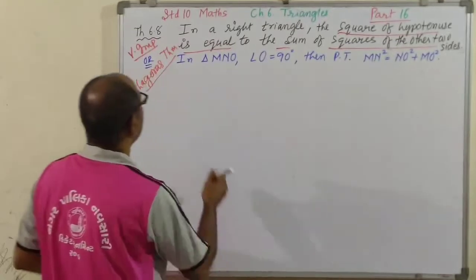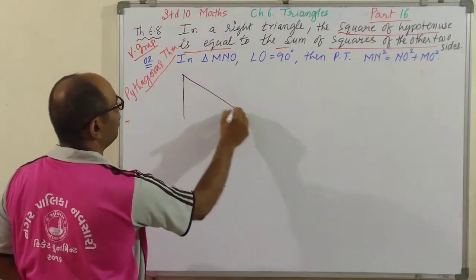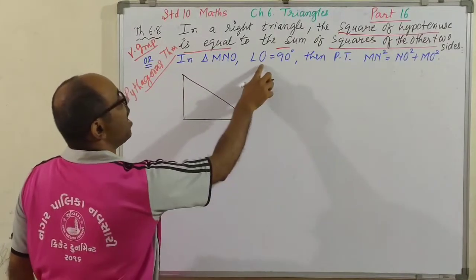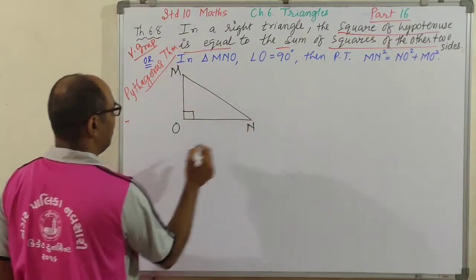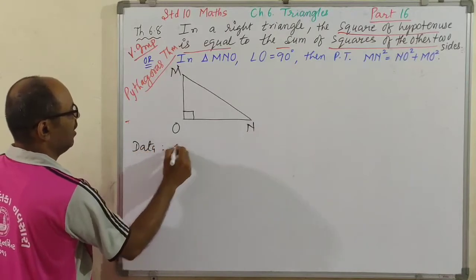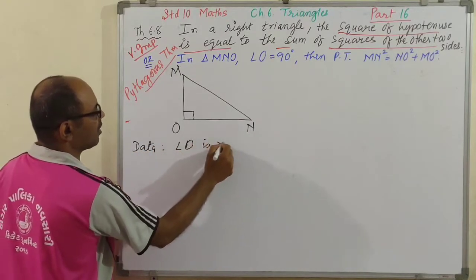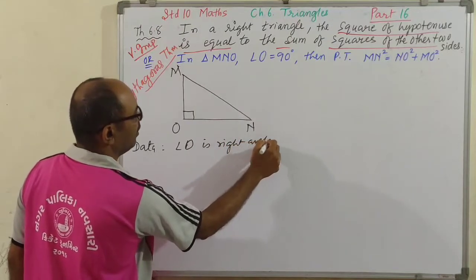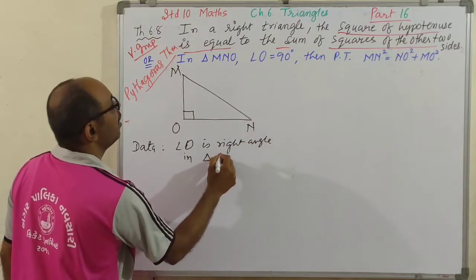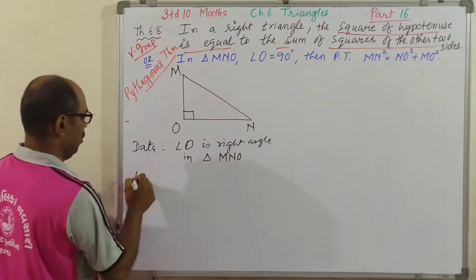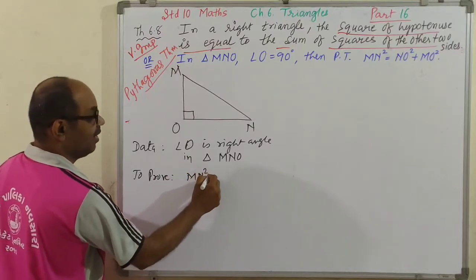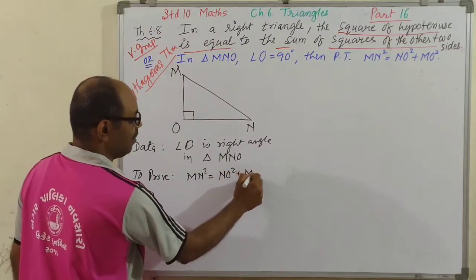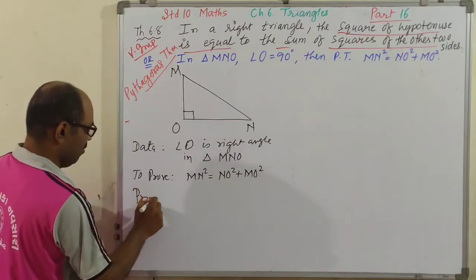I am drawing the figure first. It's a right angle triangle. Angle O is right angle. Let's say this is M and this is N. Data: angle O is a right angle in triangle MNO. To prove: MN square is equal to NO square plus MO square. Proof.